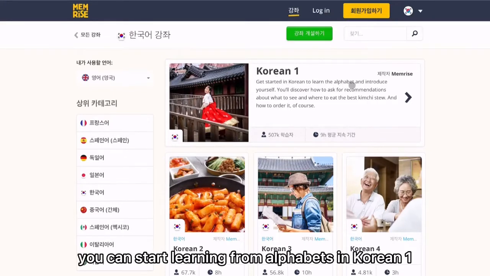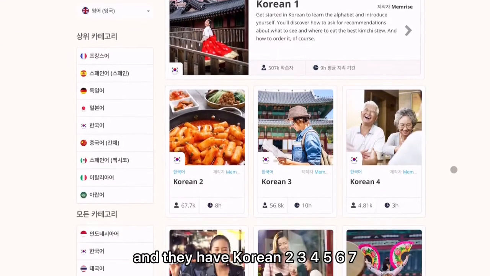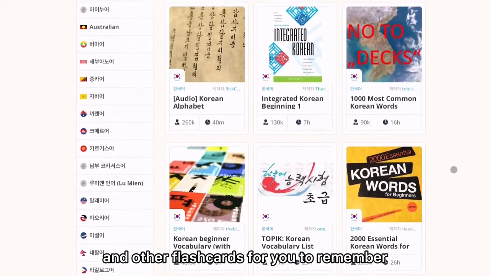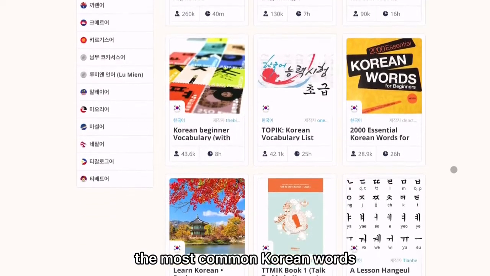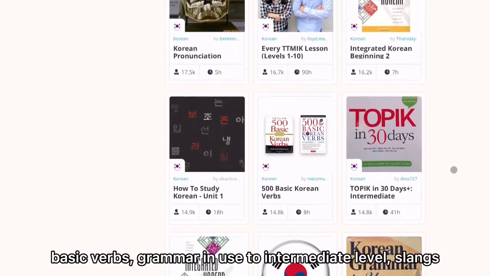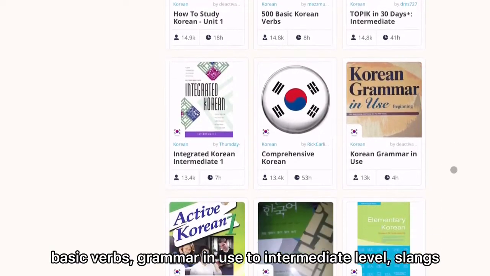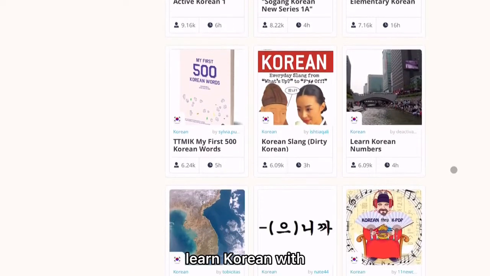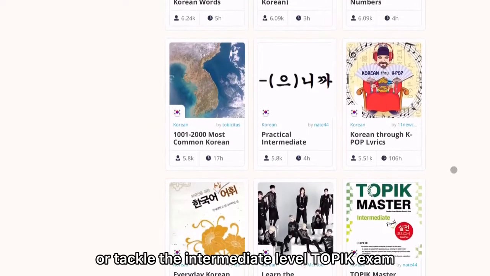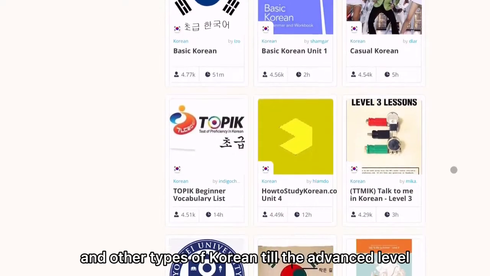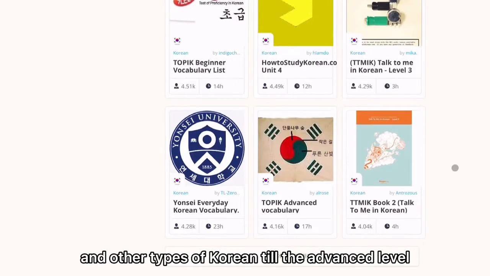From beginner, where you can start learning from alphabets, in Korean 1, and they have Korean 2, 3, 4, 5, 6, 7, and other flashcards for you to remember the most common Korean words, and words for a topic exam, pronunciation, basic verbs, grammar and use, to intermediate level, slangs, learn Korean for K-pop, or tackle the intermediate level topic exam, and other types of Korean till the advanced level.